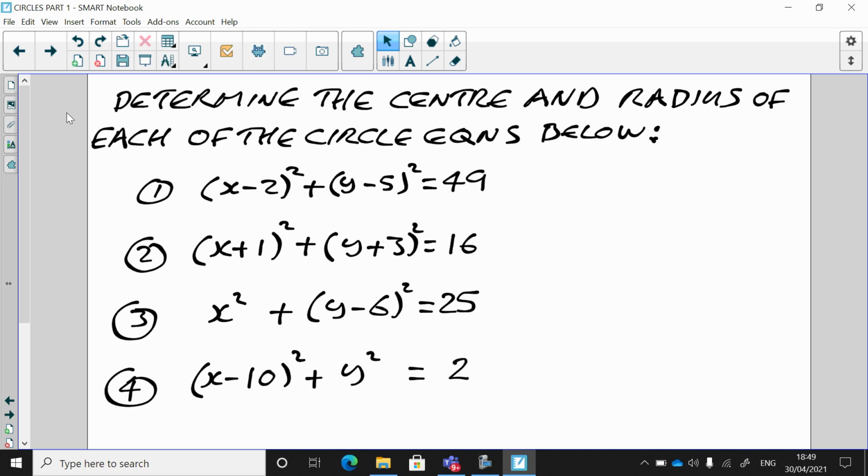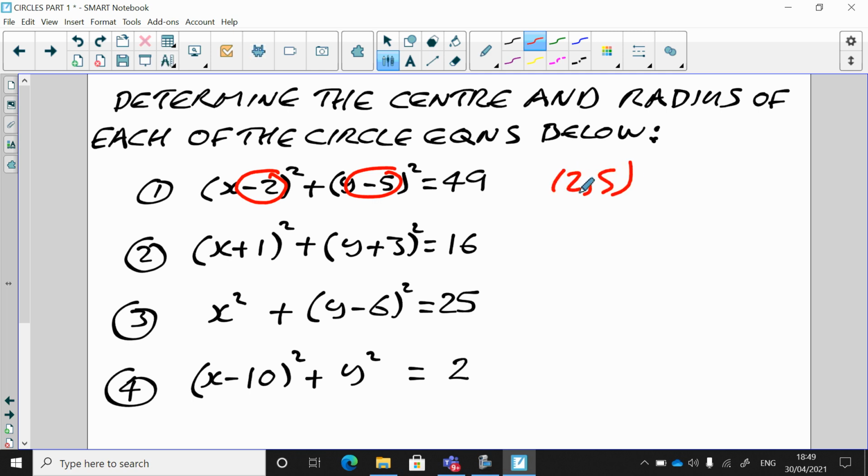So I'll take my time initially in the first one. It's -2, -5. That means we just change the sign. So it's going to be 2, 5 for the centre. The radius is going to be square root of 49, which is 7. Okay, so this is how we're getting the first answer here. So I'll just put in the answers, because I know you've done that. So there's the first answer, 2, 5, 7.